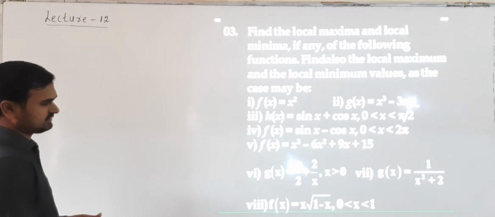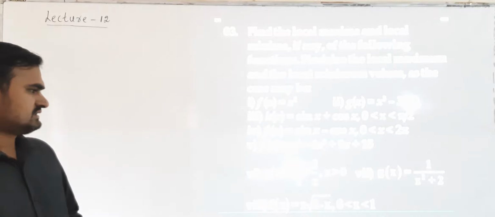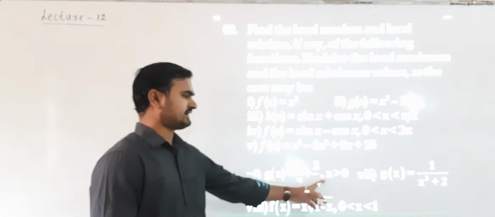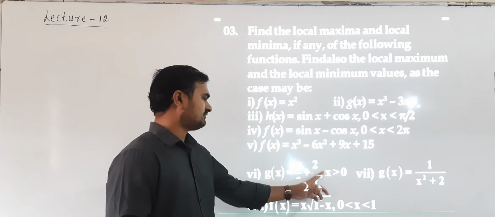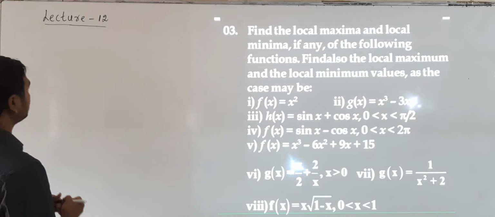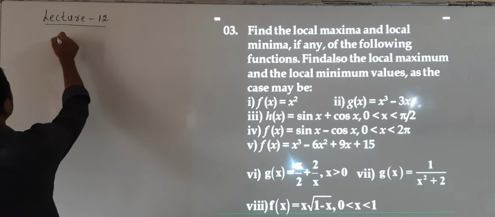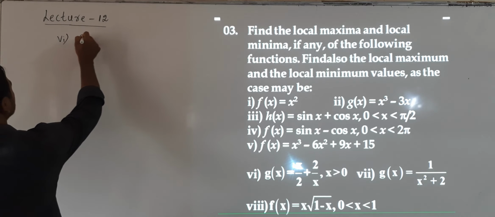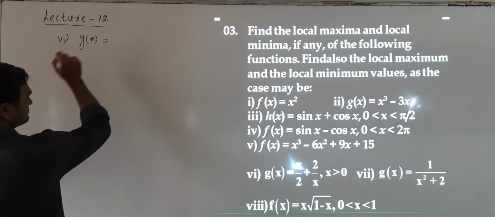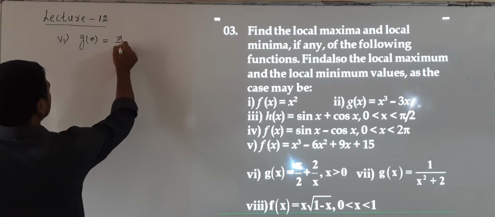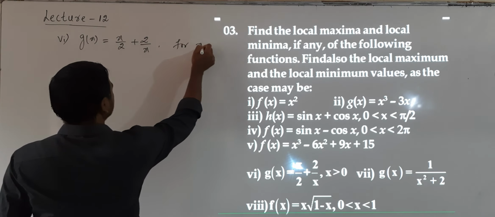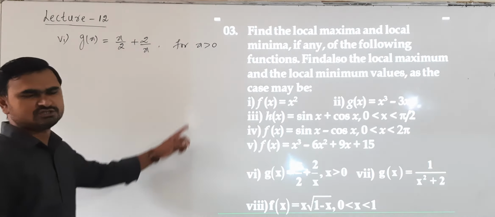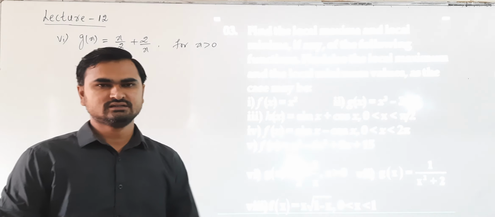g of x is given as x by 2 plus 2 by x for x greater than 0. Given that x is greater than 0, now we need to find the minimum or maximum of this function g of x. So g of x equals x by 2 plus 2 by x for x greater than 0. So only for positive values of x we are taking this function.